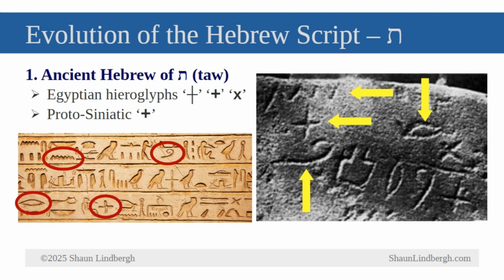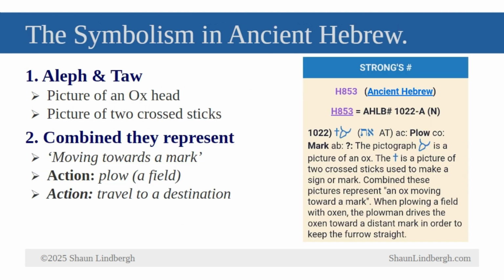There you'll see four of the Egyptian hieroglyphs in this one picture of these scratchings on a rock. The water in the top left, then the plus, then the shepherd's crook, and then the mouth shape on the right. But the symbolism in the ancient Hebrew, when combined, they represent moving towards a mark. So in other words, the action would be to plow a field, or action traveling towards a destination.